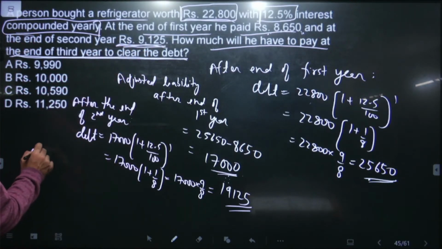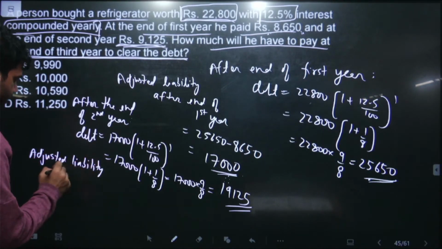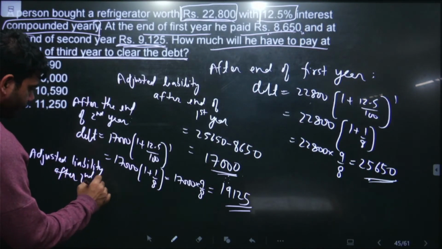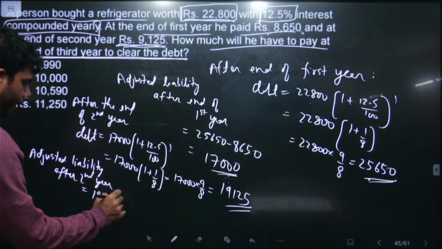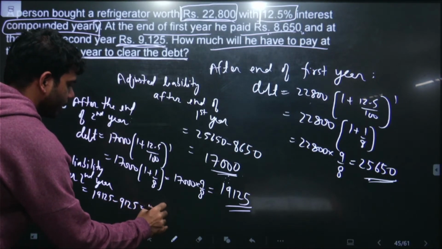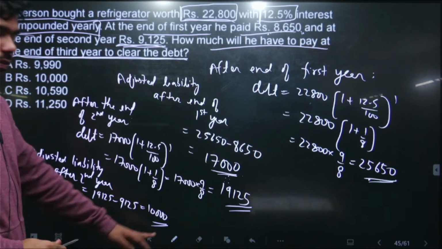So adjusted liability after second year is 10,000. 10,000 is the adjusted liability that the person is having after the end of second year.